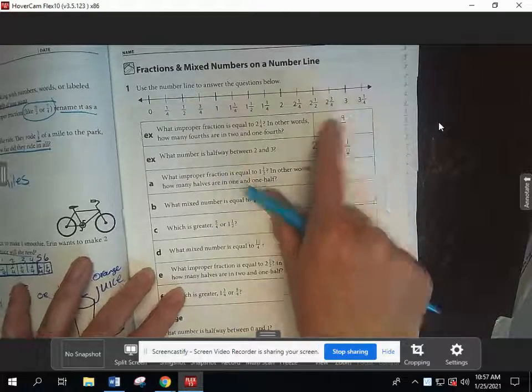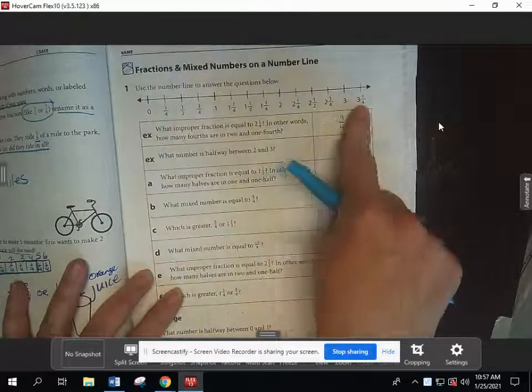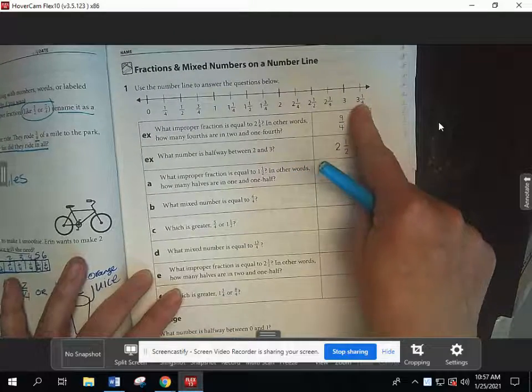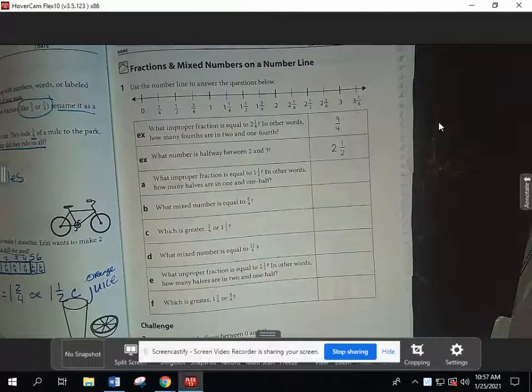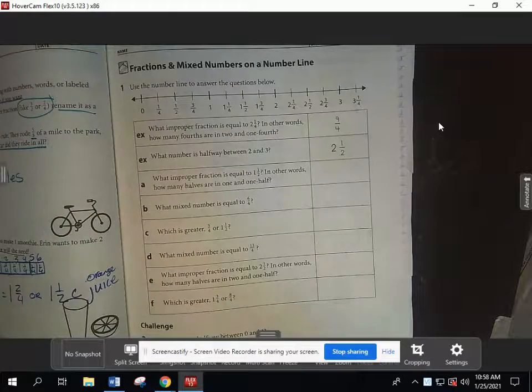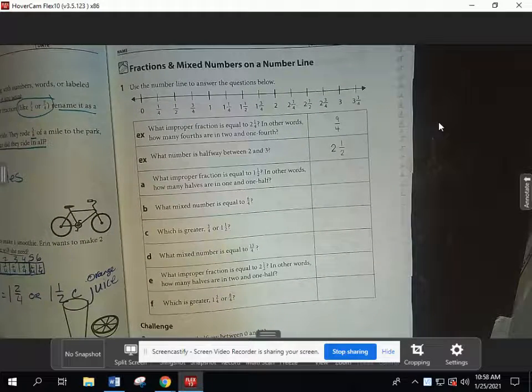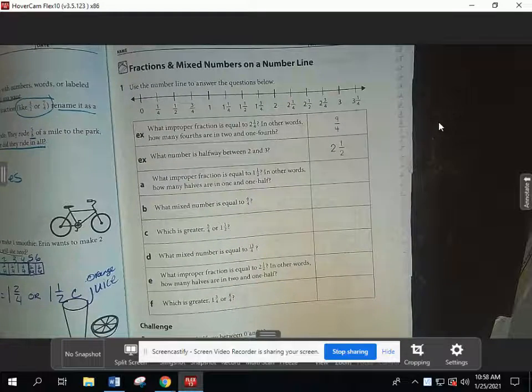Okay, thank you. So you notice that this number line counted by halves and by fourths. How can it do that? How can it talk both by halves and 1/4? Grace? Because 2/4 equal 1/2. 2/4 equal 1/2. So that's why we can count by both of those.